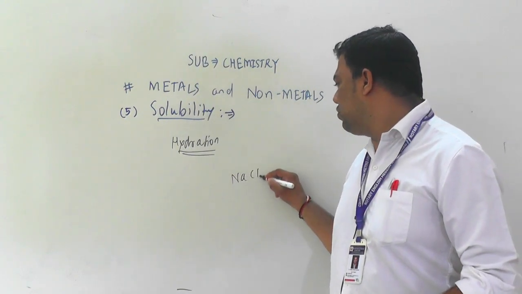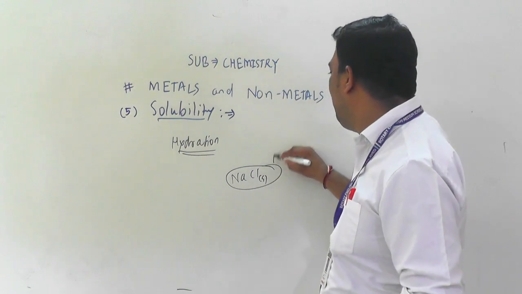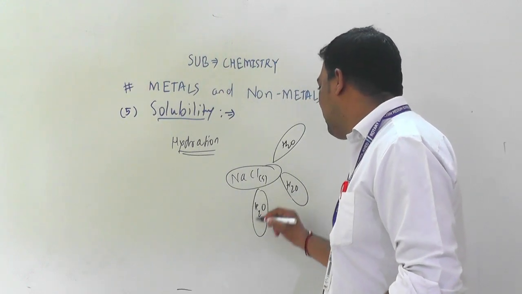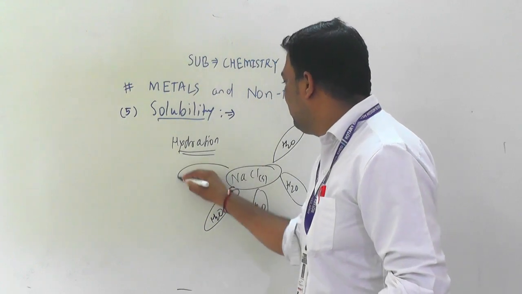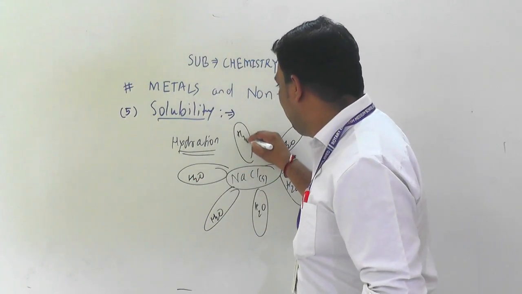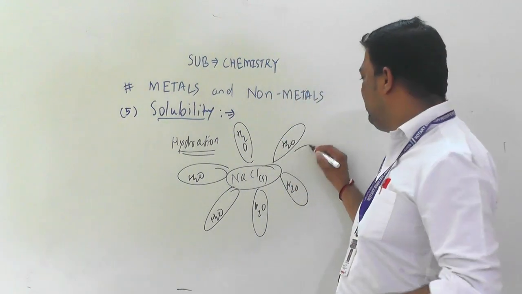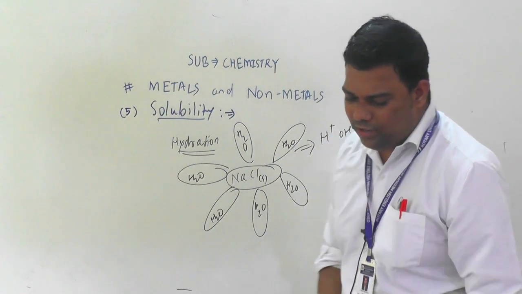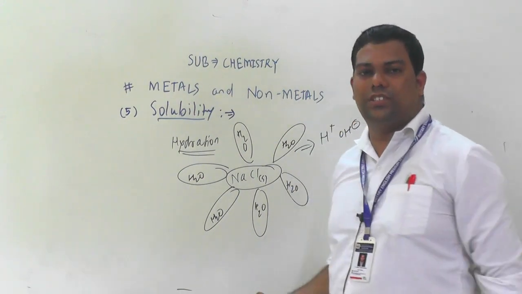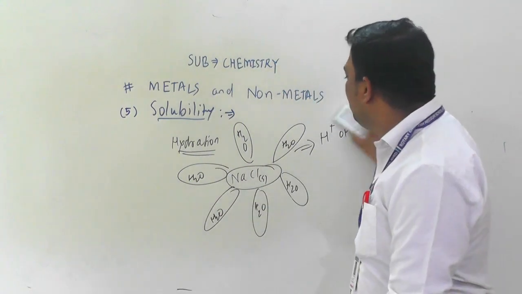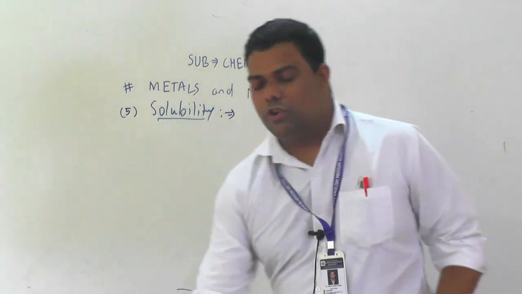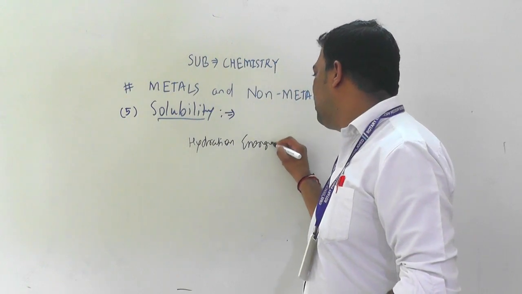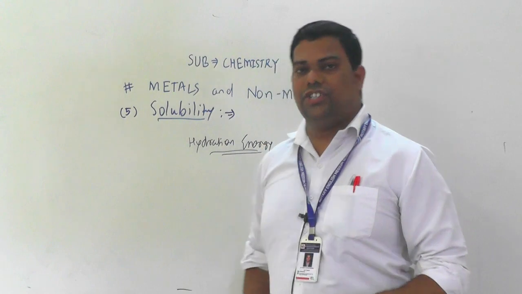Means here your NaCl, this solid, beta. So NaCl solid, with H2O around it. Like that it will bind to that NaCl. Or we can further show this like this, with H plus and minus. Once you understand what hydration is, whatever heat is released in this process, we call it hydration energy. So hydration is very important.